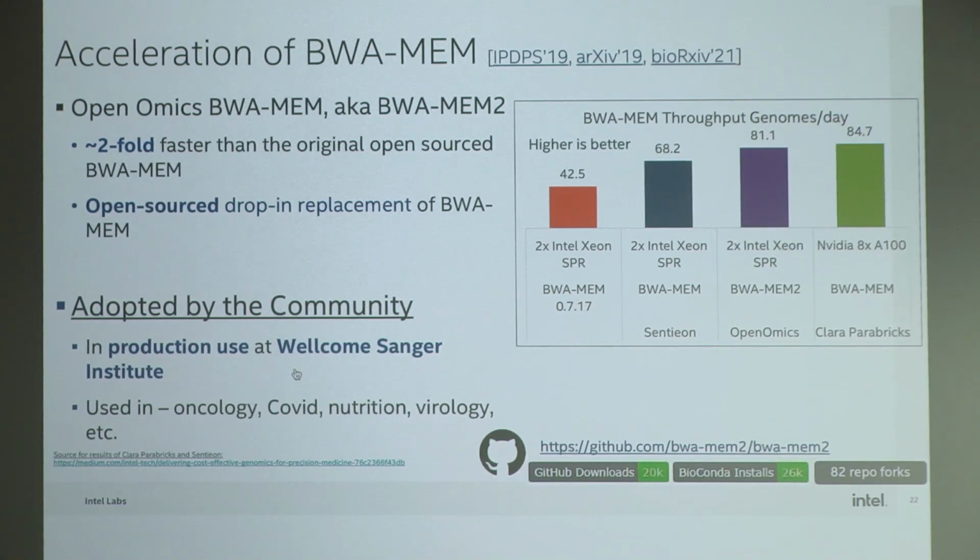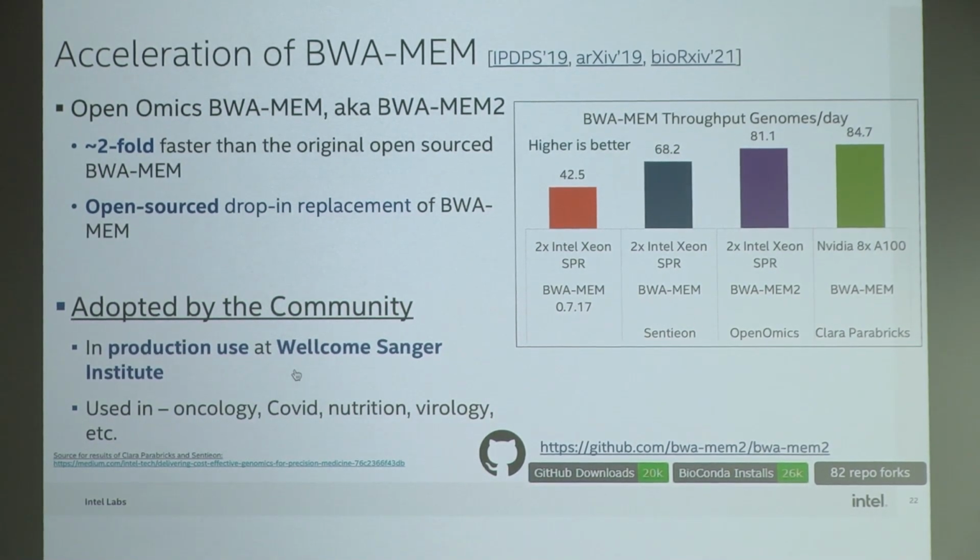Just a chart showing how the performance compares against the current best solution, which is on GPUs. Then we had the baseline here, and against this baseline we were able to get to 68.2 using the Sentient solution, which I skipped, I guess, but it's another offering of BWA-MEM. And this is OpenOmics at 81.8. These are genomes per day, processed genomes per day. It's a throughput, so higher is better. We are at 81.8, but the best is 84.7 here.